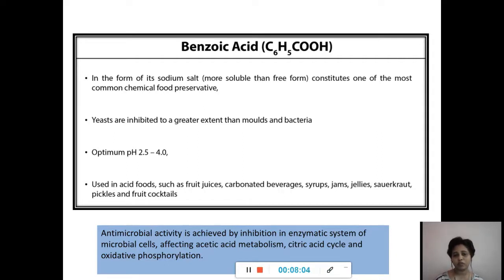Various acidic foods such as fruit juices, carbonated beverages, syrups, jams, jellies, sauerkraut, pickles and fruit cakes can all contain benzoic acid as a chemical preservative. The antimicrobial activity of benzoic acid is achieved mainly by the inhibition of the enzymatic system of the microbial cells, affecting their acetic acid metabolism, citric acid cycle, as well as their oxidative phosphorylation.